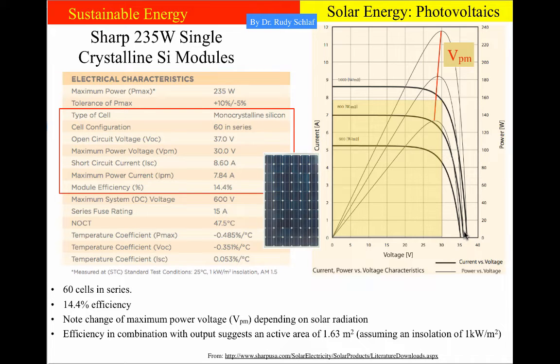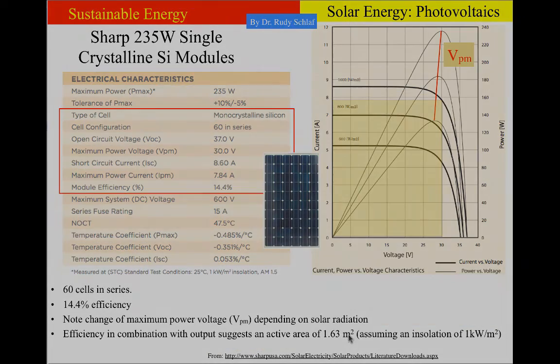These curves are the power output curves, so here simply current and voltage are multiplied, and you see that the maximum of the power is where the maximum power rectangle is drawn into the IV curve. So if you consider the efficiency of 14.4% of this panel and the output power, and knowing that we have 1000 watts per square meter of sunlight, then we can calculate the size of this panel, and the active area therefore is about 1.63 square meters.